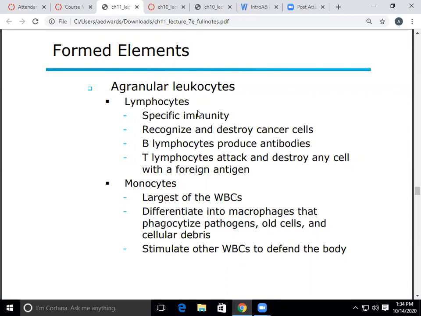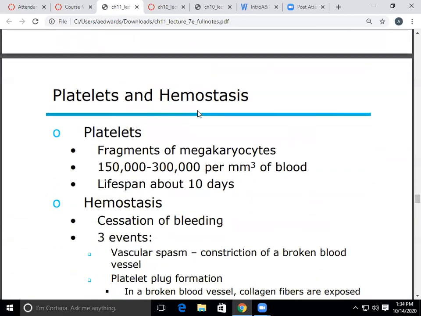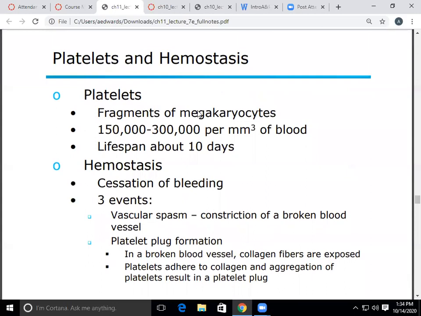All right, I'll stop there and give you all a moment to talk about the differences between the different white blood cells.